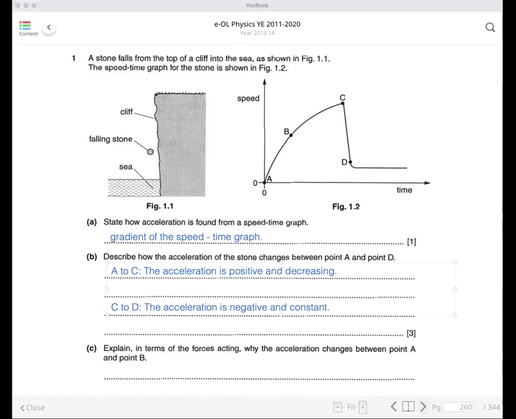Part C is explain in terms of the force acting why the acceleration changes between point A and point B. So basically, mentioning A to B, the acceleration is decreasing. Use force to explain why.